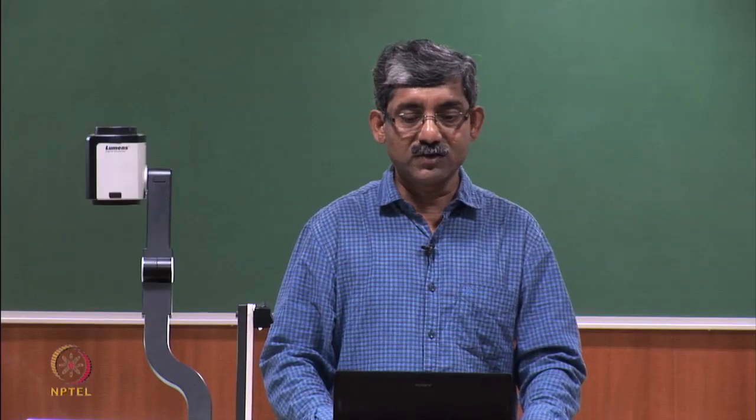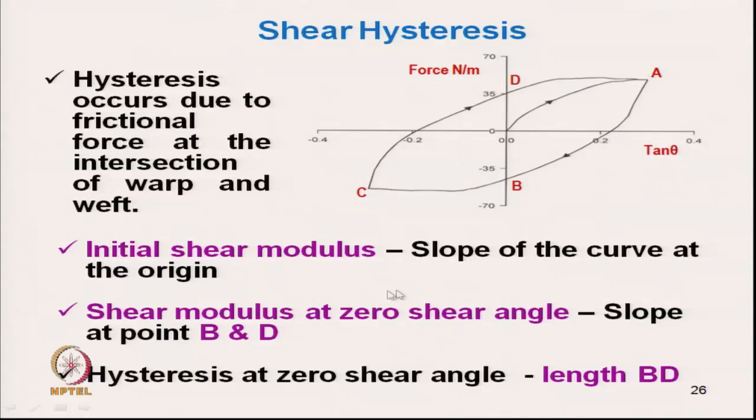The hysteresis occurred due to frictional force at the intersection points of warp and weft. Where it is going and then coming back, from this point again, if we want to have the shear strain without too much change, we have to apply a certain force. That is how the curve is like this.